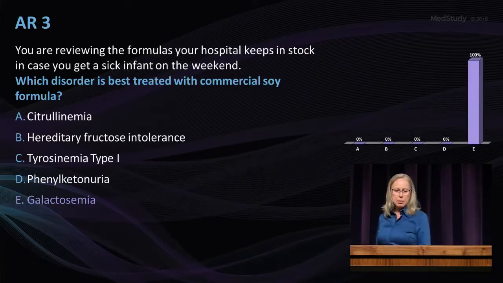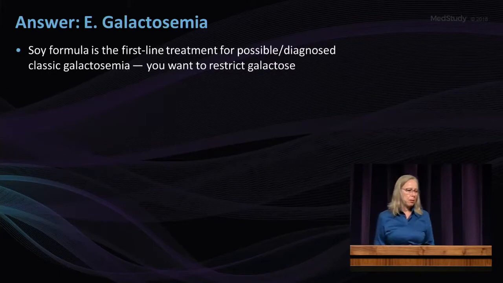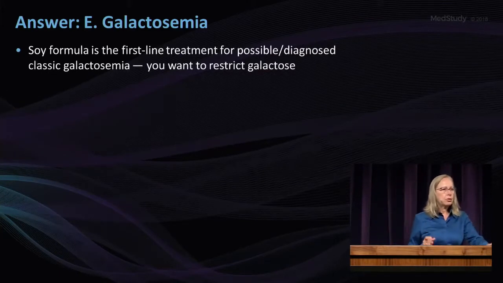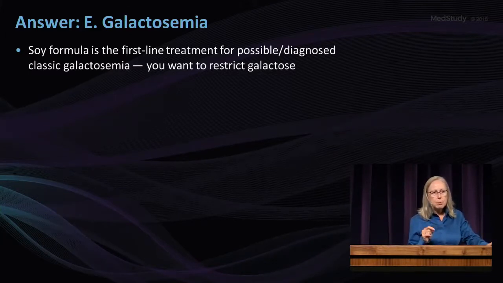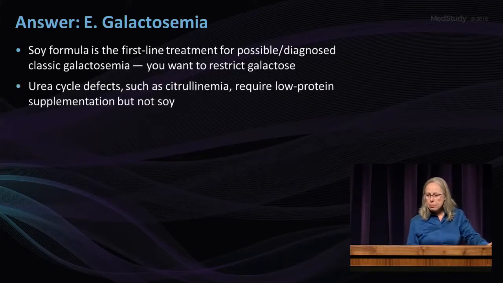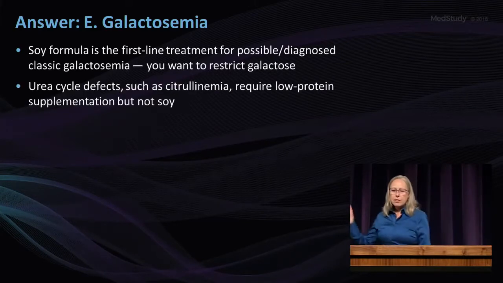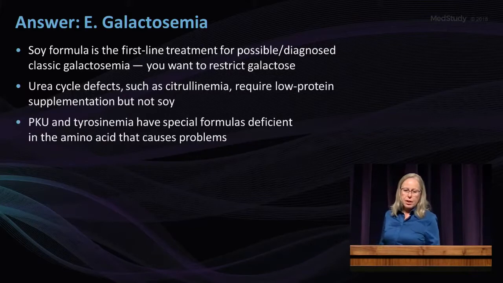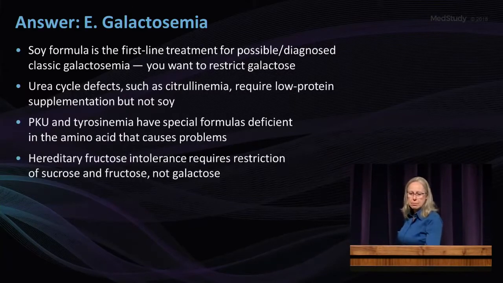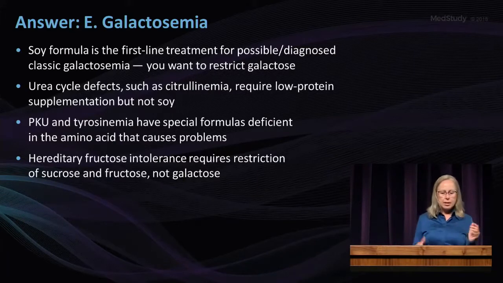Excellent. So galactosemia. Do not pass go. Do not collect your $200. For a while, there have been lacto-free formulas that are out there. There's still lactose in those. The true lacto-free formula is soy, so they have to be on the soy formula. Urea cycle defects have their own supplements, as do PKU and tyrosinemia. And hereditary fructose intolerance doesn't have a formula, but just dietary restriction.